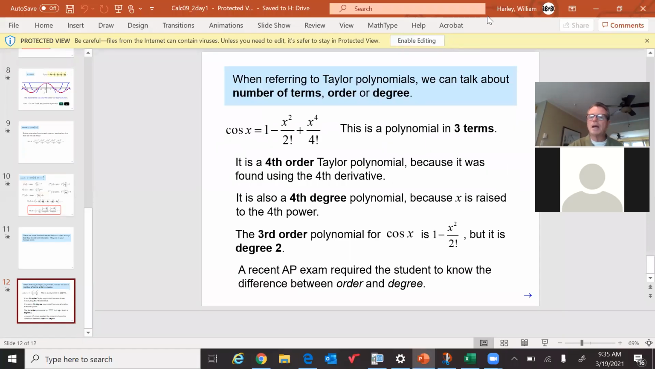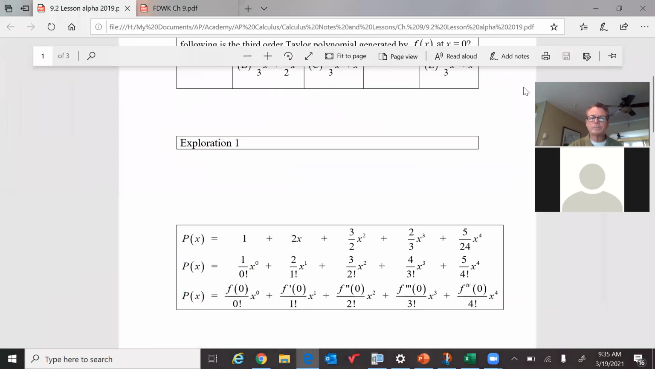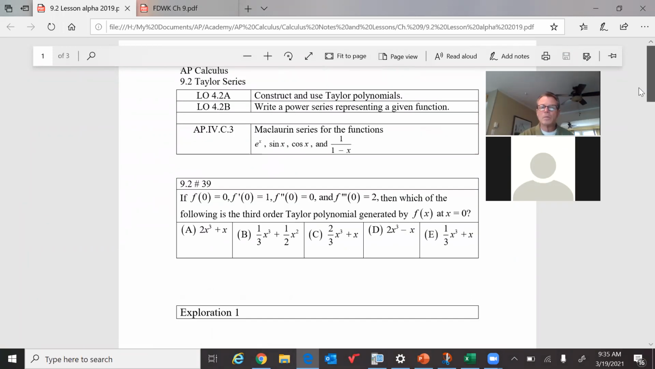So back to the PDF. You are accountable for these: e to the x, we didn't get to this yet, but e to the x, sine x, cosine x, and this one which we've been doing, which is a geometric series where the constant multiplier is x. You need to know these expansions. You don't have time on May 24th to be building these expansions.